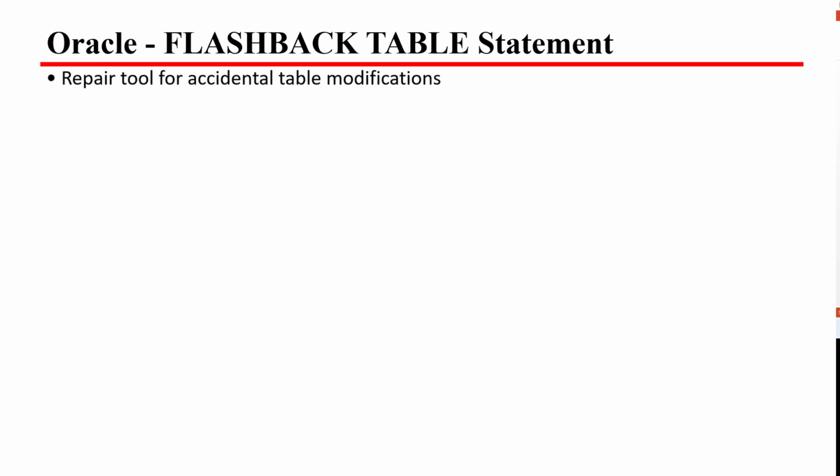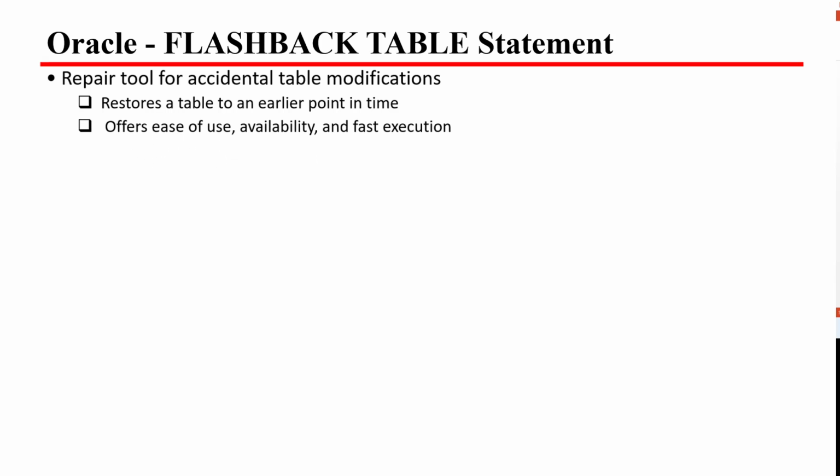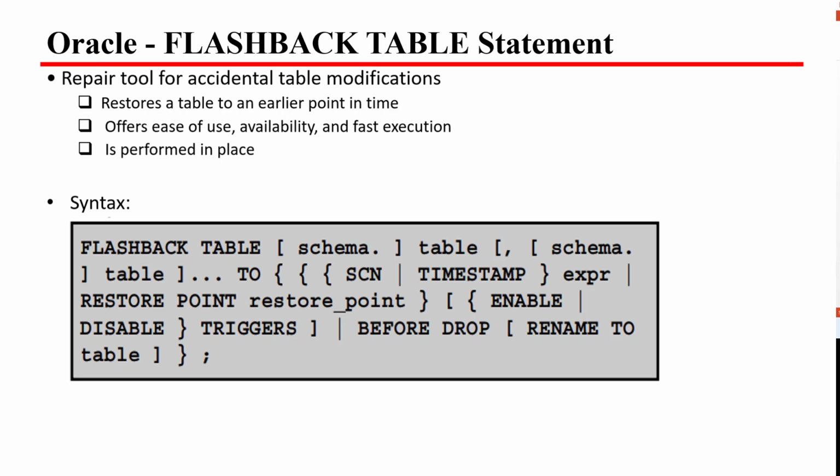Flashback table is a repair tool for accidental table modifications. It restores a table to an earlier point in time, offers ease of use, availability, and fast execution, and is performed in place. Syntax: FLASHBACK TABLE schema.table TO SCN, TIMESTAMP, RESTORE POINT, BEFORE DROP, RENAME TO table, with options to ENABLE or DISABLE TRIGGERS.